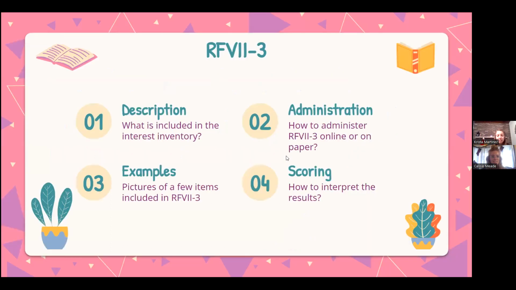And to begin, we're going to start off with a table of contents just to give you an overview of what we're talking about. So first we'll include the description, so what's included in the whole interest inventory, how to administer it both online and on paper, and some examples directly from the inventory booklet. So we uploaded pictures so you can see what it looks like. And then scoring, so how to interpret the results and how to input the scores from the user.